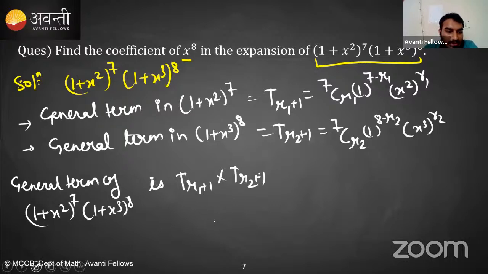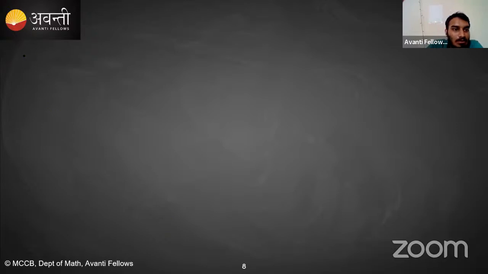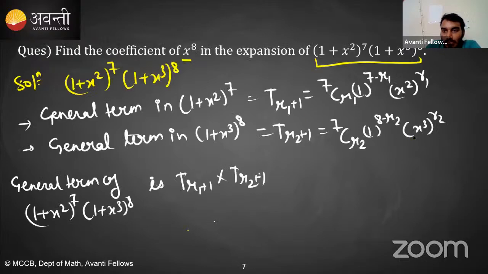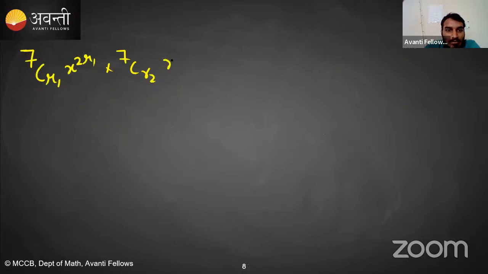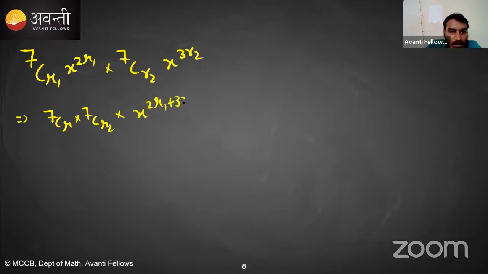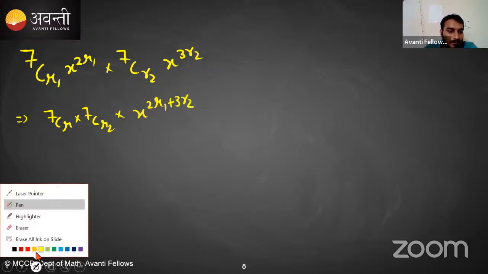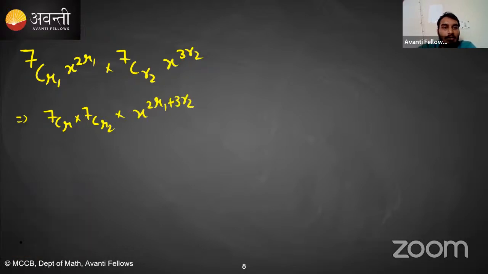Okay. So which can be written as 7Cr1 into x raised to the power 2r1 into 8Cr2 into x raised to the power 3r2. Right? So it means it is nothing but 7Cr1 into 8Cr2 into x raised to the power 2r1 plus 3r2. Is that clear? So far, do you have any doubt?